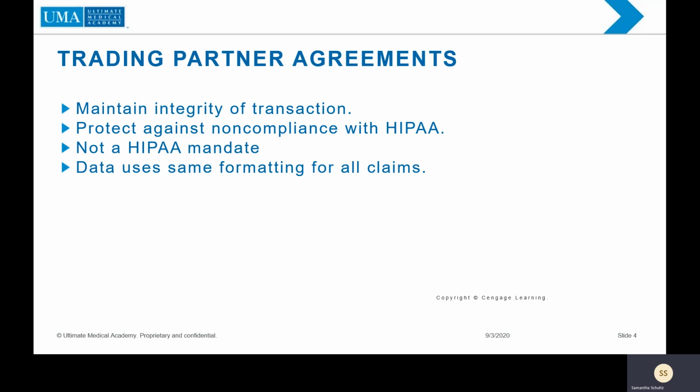And then, data uses the same formatting for all claims. When we hear CMS 1500 form, it's like a universal claim form. What that means is it is set up to have the same information per patient, per encounter. We're not adding anything to it. We're not taking away anything from it. We are following the guidelines on how to fill out this information using those code sets.